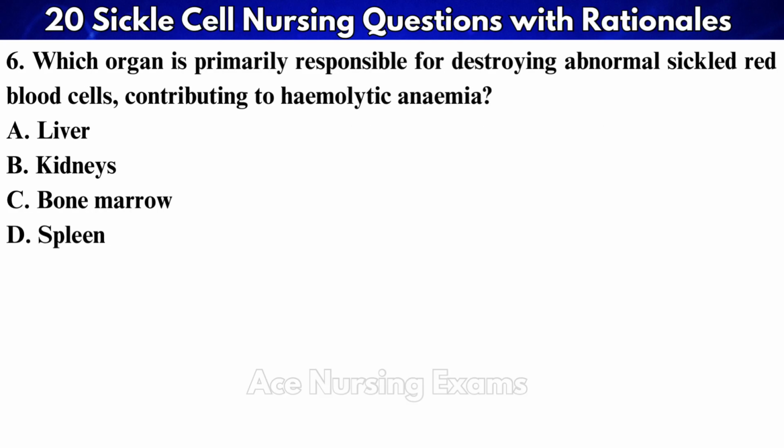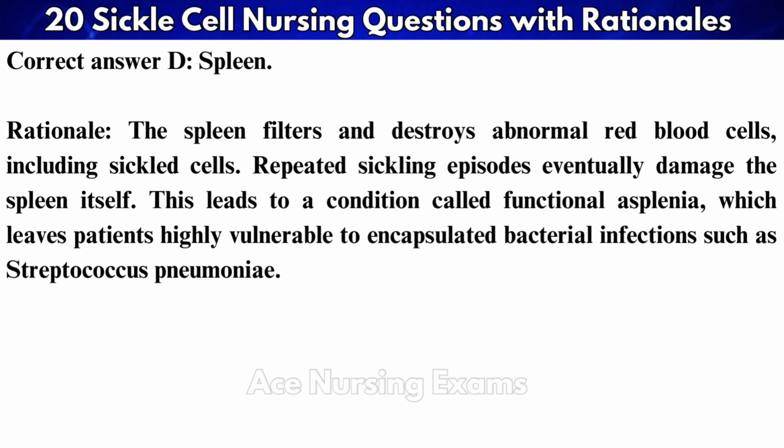Question 6. Which organ is primarily responsible for destroying abnormal sickled red blood cells, contributing to hemolytic anemia? A. Liver, B. Kidneys, C. Bone marrow, D. Spleen. The correct answer is D.